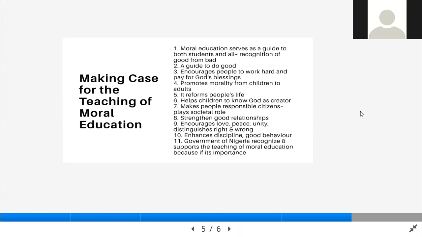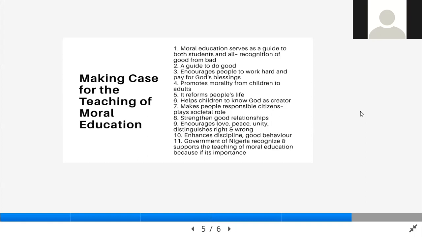When you teach moral education to children, there are topics where you emphasize doing the right thing, why you should do the right thing, why you should be of very good behavior, and why you must not do a wrong thing. You tell a child, don't do this thing. The child should ask you, Mommy, why should I not do this? You will tell the child the implication of that thing.